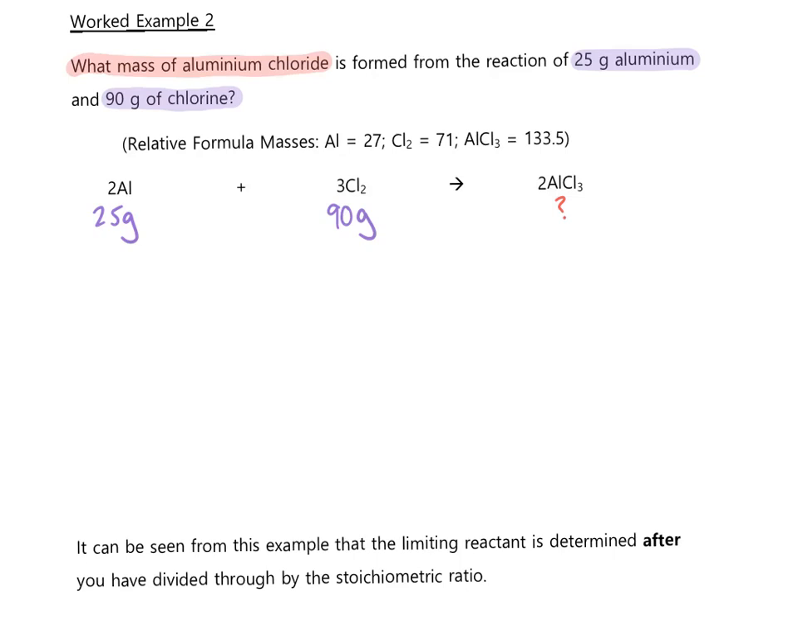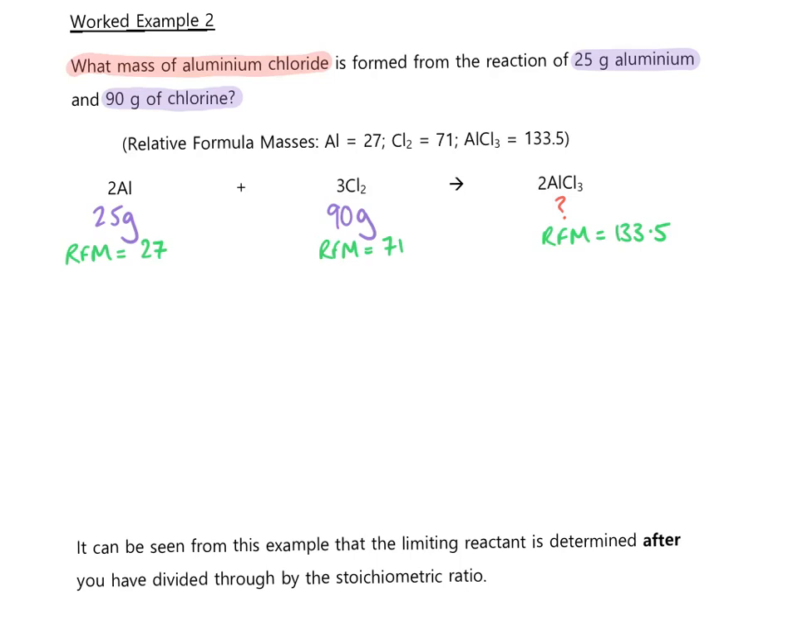What we also do at this stage to make our life a bit easier is to write down the RFM values. So we can see the RFM of aluminium is 27, the RFM of chlorine is 71, and the RFM of aluminium chloride is 133.5. And you don't need to write down the RFM values that you'll be using, but in this case we'll be using all 3 RFMs, because you can see we've got a mass underneath aluminium, a mass underneath chlorine, and a question mark underneath aluminium chloride.